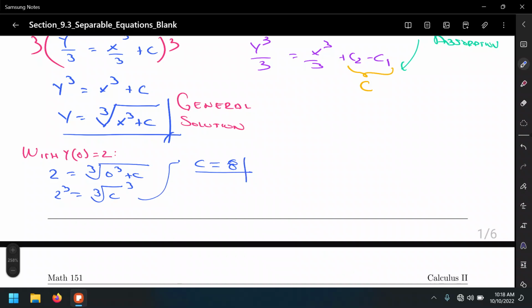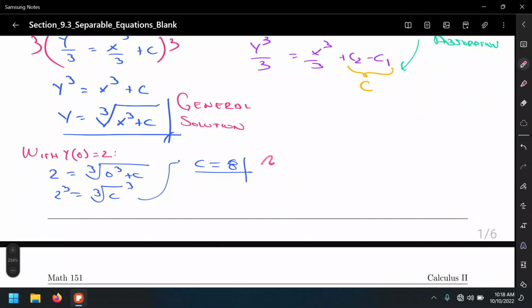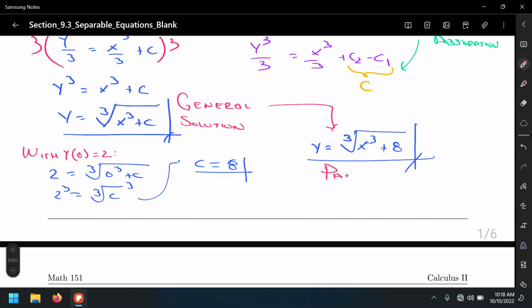Once we find the value of the constant of integration, we may go about writing the particular solution, which in this case is y equals the cube root of x cubed plus 8. And this will be our particular solution.